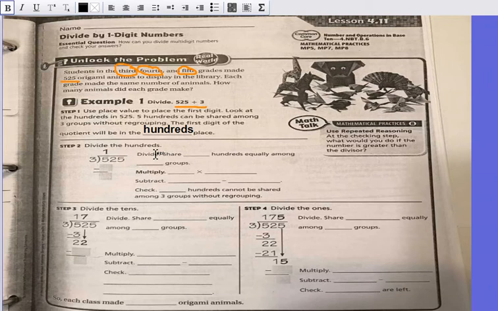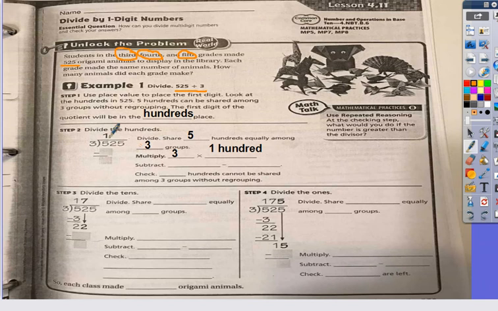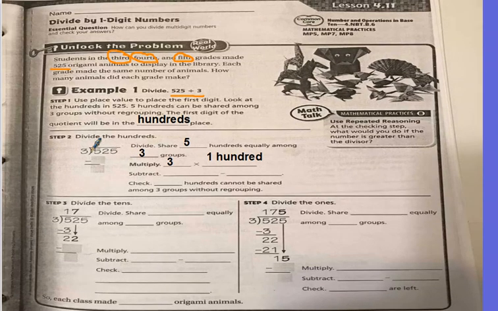So divide the hundreds place. It says share 5 hundreds equally among 3 groups. When you're doing division, you have to use multiplication. So we're going to put 3 times 100. Okay, so 3 times 1 would be 3. So I'm going to put a 3 down here.